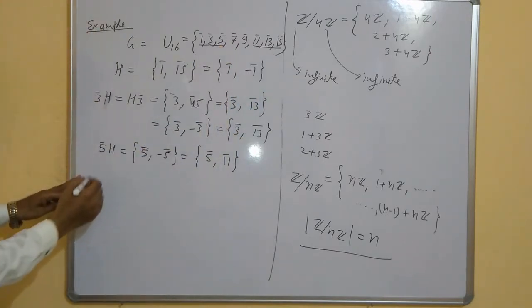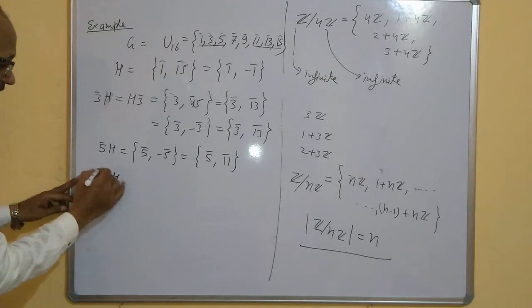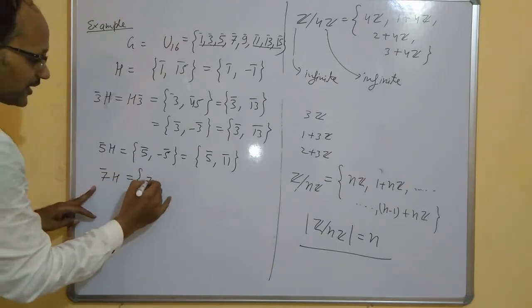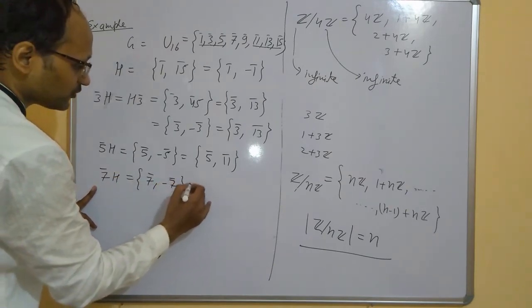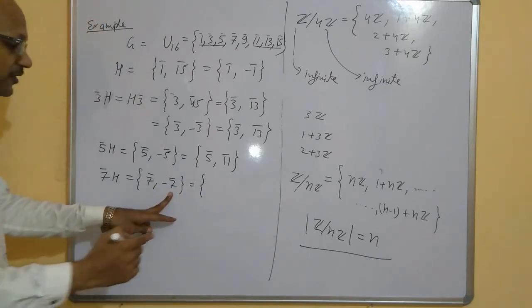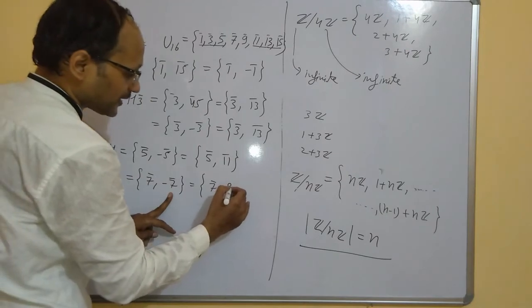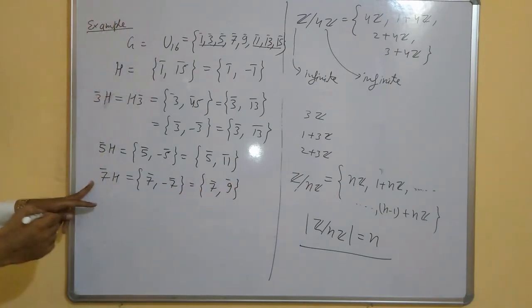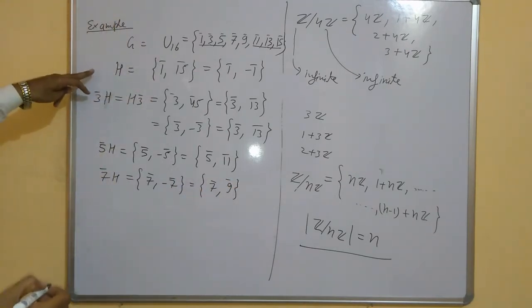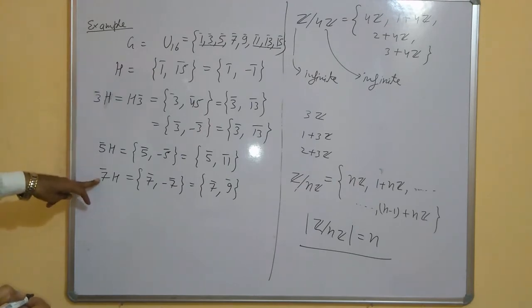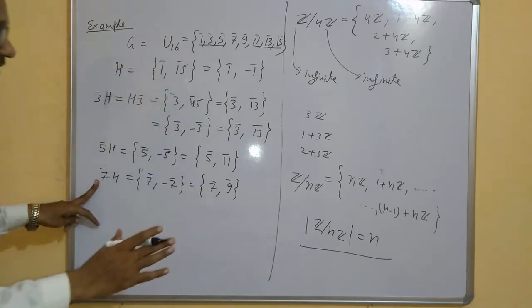Now only 2 elements remain, so we will determine 7H. So 7H is 7 bar and minus 7 bar, so you subtract 7 from 16 and you get 9 bar. So as you can see, there are only 4 cosets, and they cover all the elements.